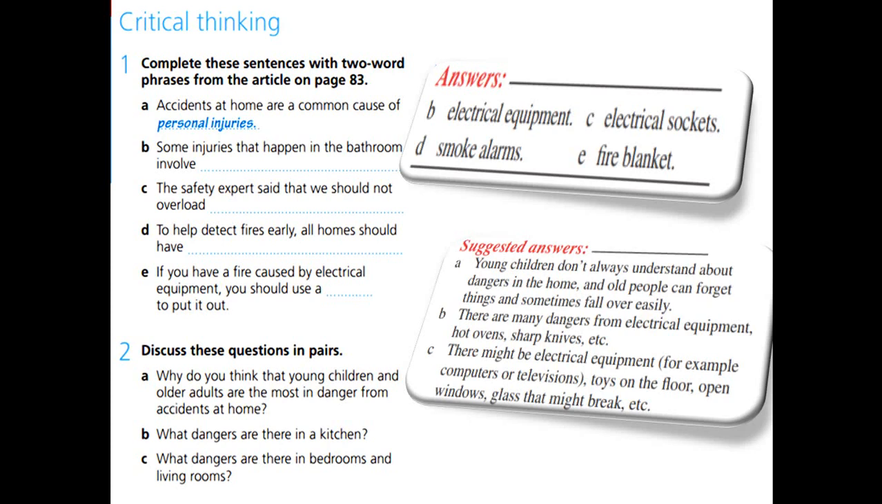Number C. What dangers are there in bedrooms and living rooms? There might be electrical equipment, for example computers or televisions, toys on the floor, open windows, glass that might break, etc.